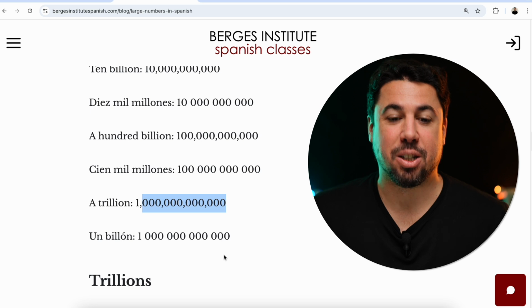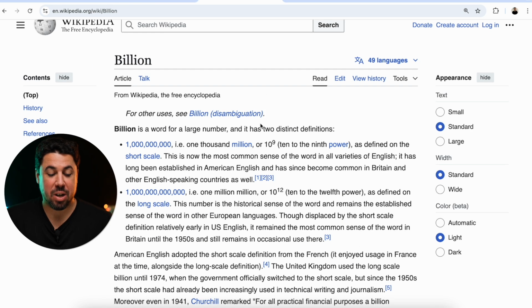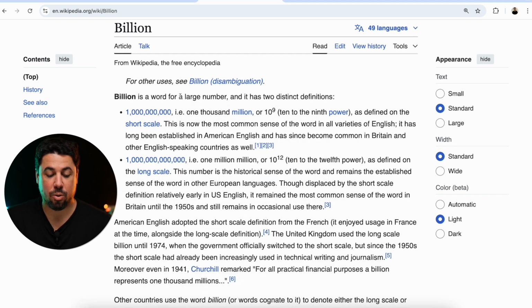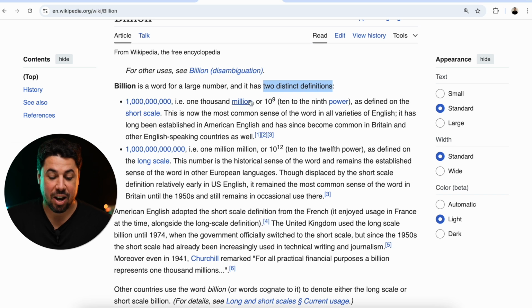un billón in Spanish. So here we have the entry from Wikipedia on billions, and it says billion is a word for a large number, and it has 2 distinct definitions. So 1,000 million, or 10 raised to 9, or 1 followed by 9 zeros, here we have 9 zeros, as defined on the short scale. This is now the most common sense of the word in all varieties of English. It has long been established in American English and has since become common in Britain and other English-speaking countries as well. So today in English, usually when we talk about 1 billion, we mean 10 to the 9th power, or 1 followed by 9 zeros.